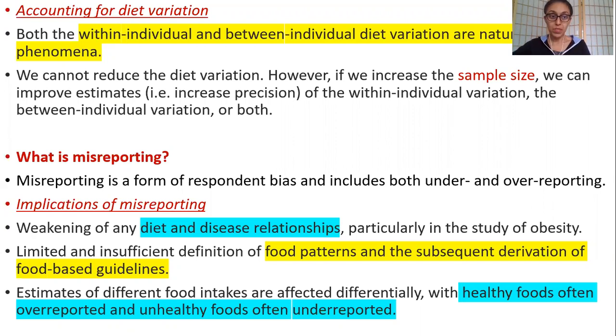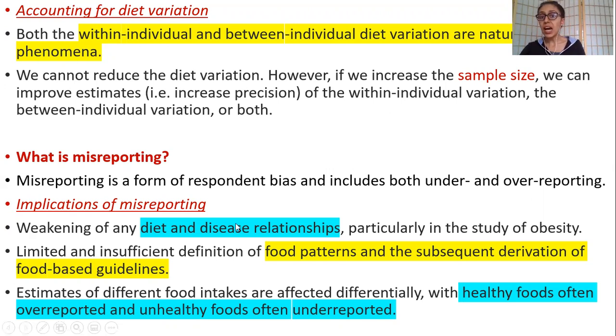So yes, implications of misreporting, which I said over here, are that estimates of different food intake are affected differently. Basically, you're not getting accurate estimates because things are over or underreported, and this can have implications on your findings and take home messages. If you do not have an accurate dietary estimation, then you cannot really compare this to reference benchmarks like food guidelines, or even use this data to form food guidelines and nutritional guidelines, because this data could be quite inaccurate to begin with.